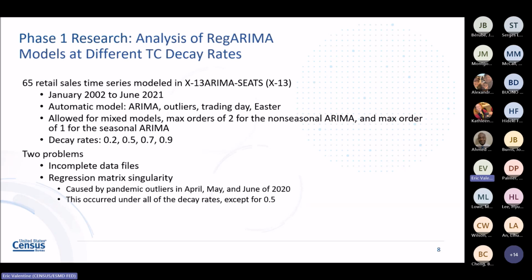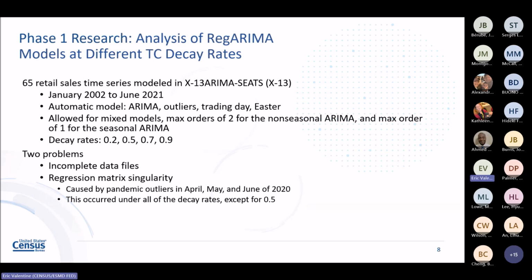The first phase of the research was to take the 65 published retail series and run automatic regular models on them in X13. The model span was January 2002 to June 2021. Not all of the 65 series have published seasonal adjustments, but for the ones that do, I'm not using the actual adjustments. I'm just doing this for research purposes.